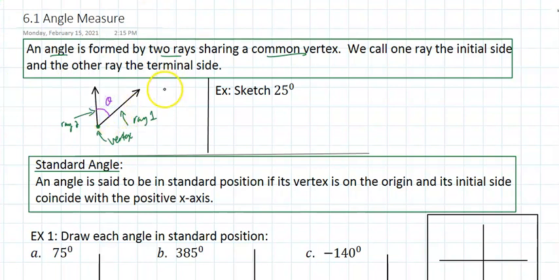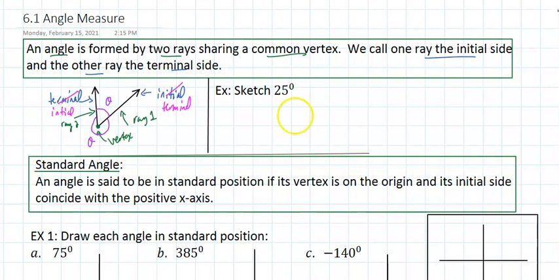But somebody might say, wait, why isn't it this the angle? Well, of course they're correct. It doesn't specify. We call one ray the initial side and the other ray the terminal side. So you could say this is the initial and this is the terminal. And of course somebody might say, wait a minute, I want that to be the terminal and this to be the initial, and that's fine.